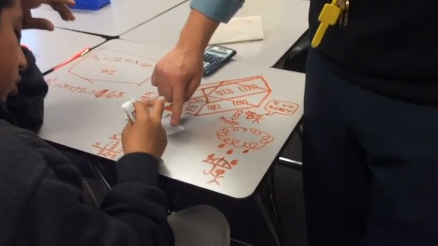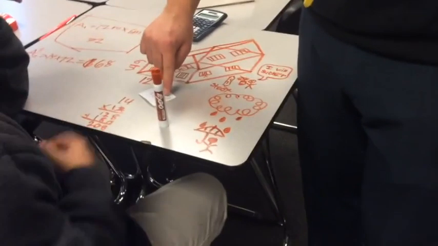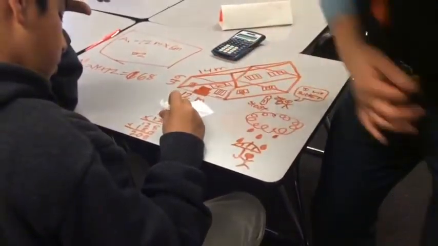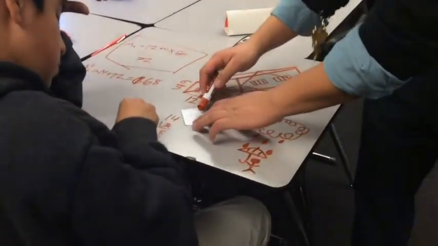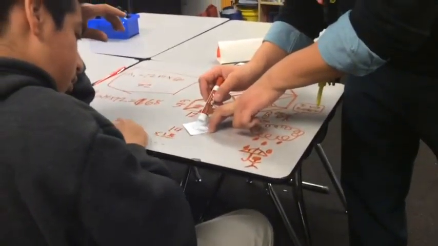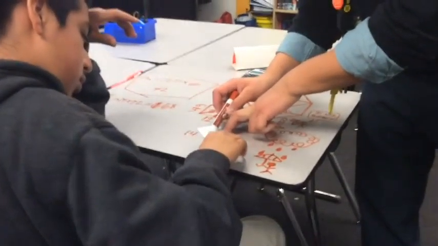How long is this? This right here. How long is that? 14. Okay. And how about? So we got 14 by what? 6. 14 by 6. That's your last one.